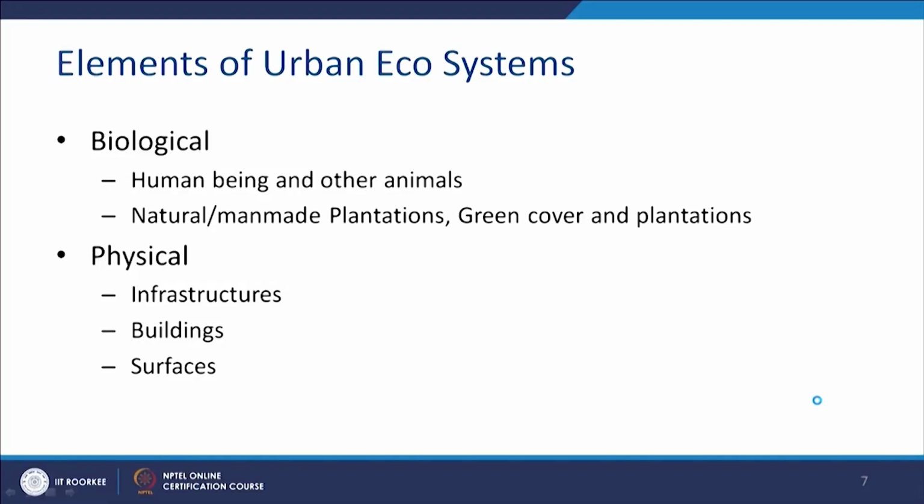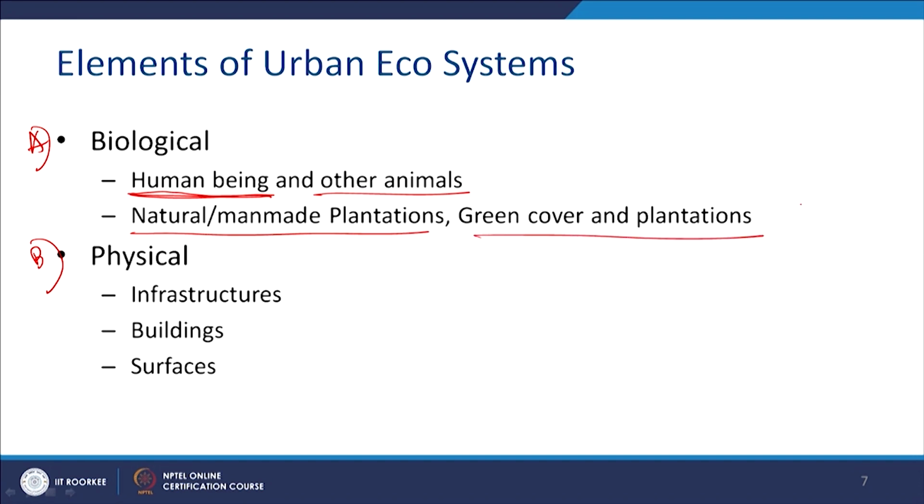Now, what are the elements in the urban ecosystem? Basically, there are two types of element when we create a new system. One is biological, second is the physical. Within the biological ecosystem, you know that human being is the first category of the biological element, then other animals, then there are natural or man-made plantations, green cover and plantation, etc. So, basically these are natural features.